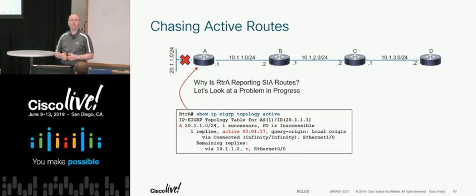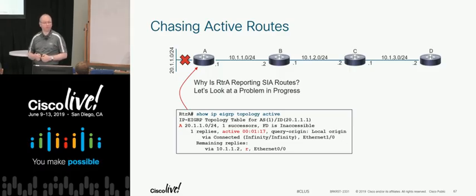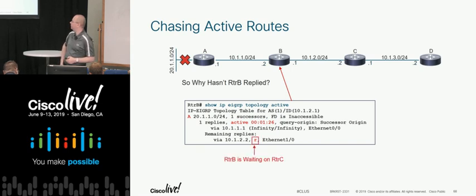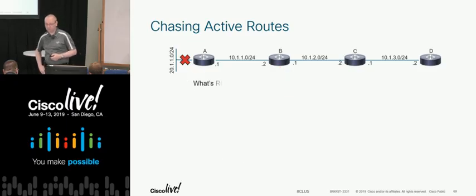So I will be looking, where is an outstanding reply awaited? And RTA would tell me, I'm waiting for router B to respond. Okay, let's move to B. B will say, yeah, I'm waiting for C. The R flag means I have queried and I'm still waiting for the reply to come back. Okay, let's check C.